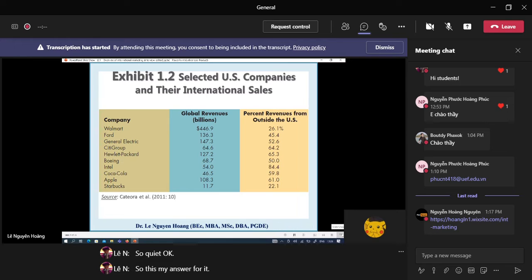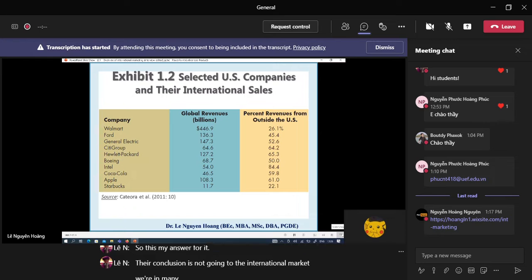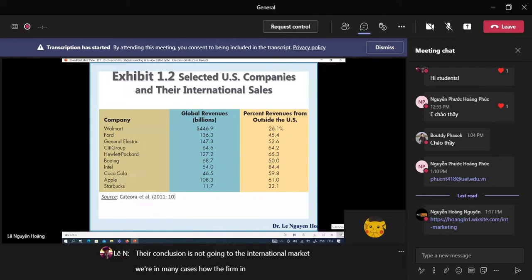So this is my answer for it. The conclusion is that going to the international market will, in many cases, help the firm increase its total revenue. I'm going to take Intel as an example.